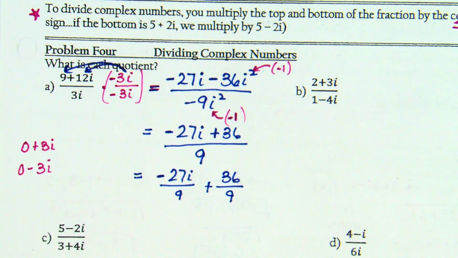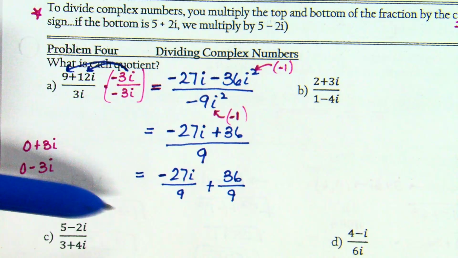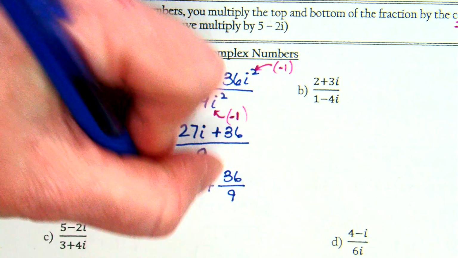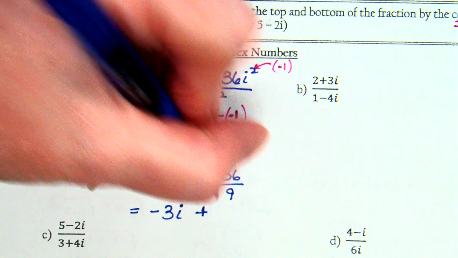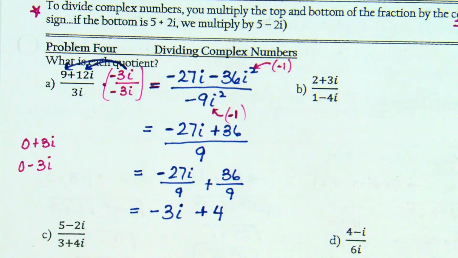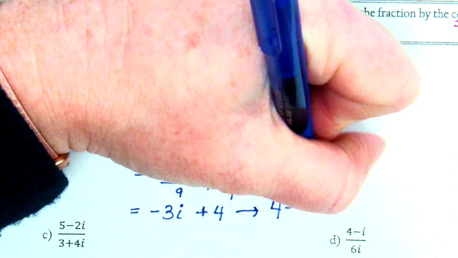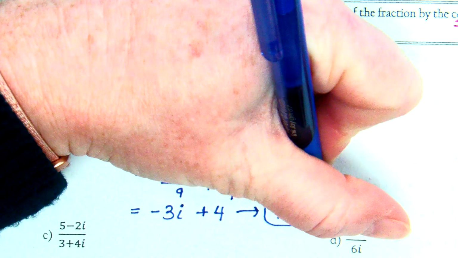Okay? Now, what do we know about negative 27i divided by 9? Negative 3i. Plus 36 divided by 9? 4. Officially, to make this an official good answer, how should we write negative 3i plus 4? 4 minus 3i. Yeah, to officially put it in your a plus bi form, positive 4 minus 3i. Because you want your real part first and then your imaginary part.